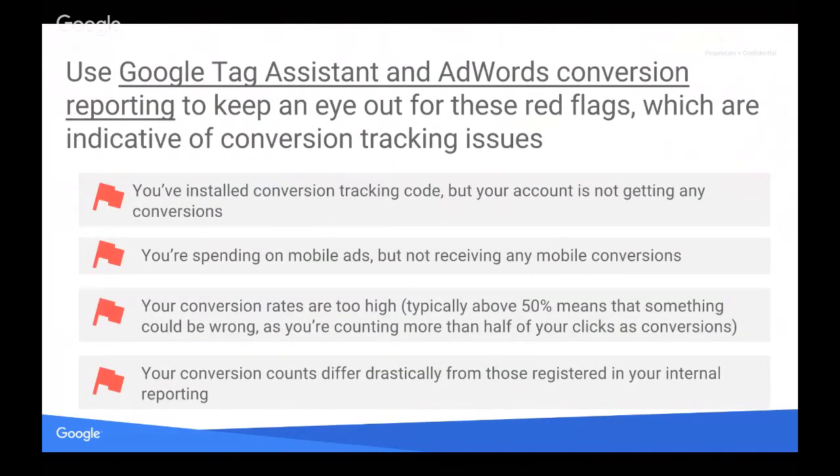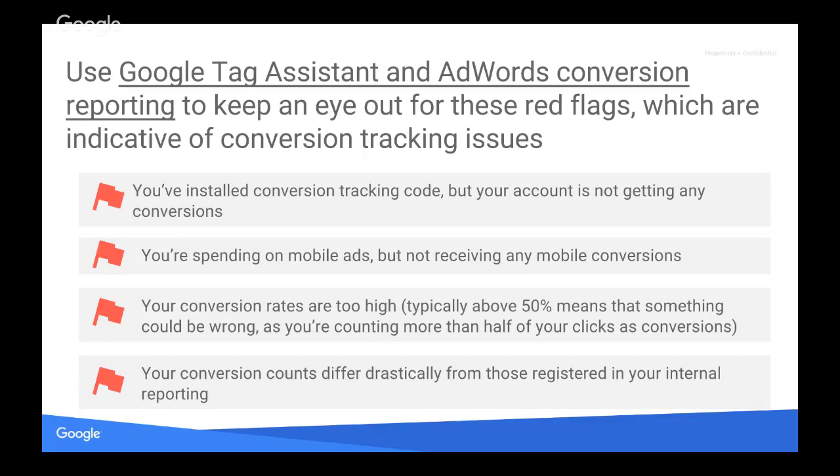Another thing that you need to keep an eye out for is any of these red flags in your account. First, install Google Tag Assistant, as this would go ahead and tell you any code issues you might have that could cause an issue in your conversion tracking. If you've noticed that you have your conversion tracking code in place, but haven't received any conversions in a long while, or you're spending on mobile ads, but you're not receiving any mobile conversions in the last 14 to 30 days. If your conversion rates are too high, so you've got your conversion codes in place, it's actually tracking, but it's tracking very high numbers, anything above 50%, then it's possible that it's not tracking the right thing and you're possibly tracking clicks as conversions.